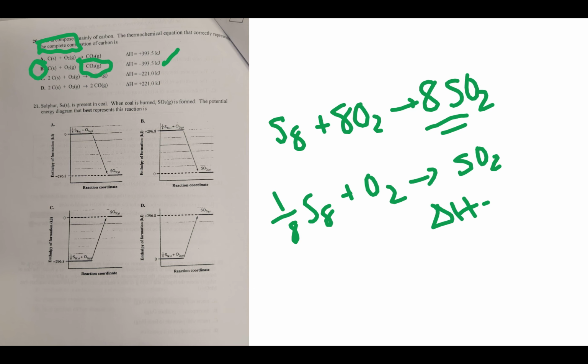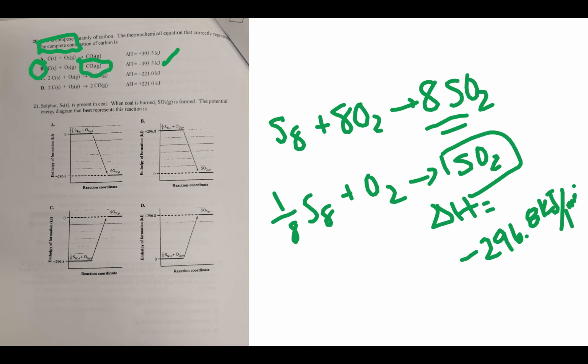Now the delta H value of negative 296.8 reflects the reaction because this is kilojoules per 1 mole being formed. So that's what this part is here. So because it's exothermic, you can rule out these two, and then you want to see which one makes more sense in terms of values, and that would be A when you're looking at your y-axis.